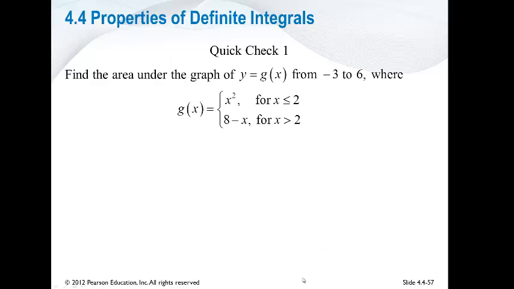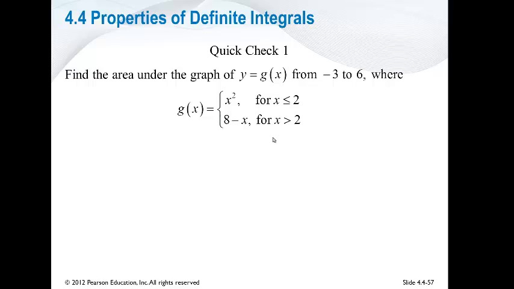Now this is a quick check for you. Make sure that you pause the presentation right now and try to figure this out by yourself. You need to find the area under the graph of y equals g of x from negative 3 to 6, where g of x is a piecewise defined function. Again, for x less than or equal to 2, it's x squared. For x greater than 2, it is 8 minus x.